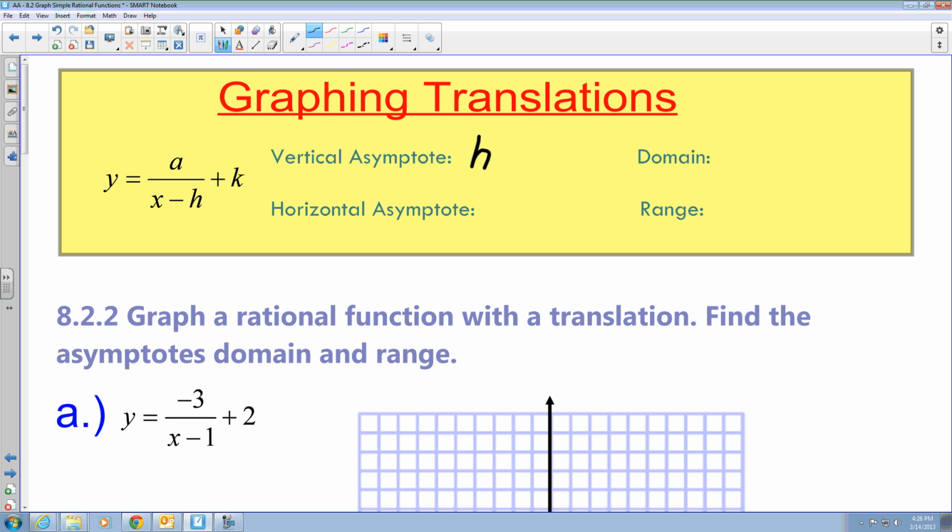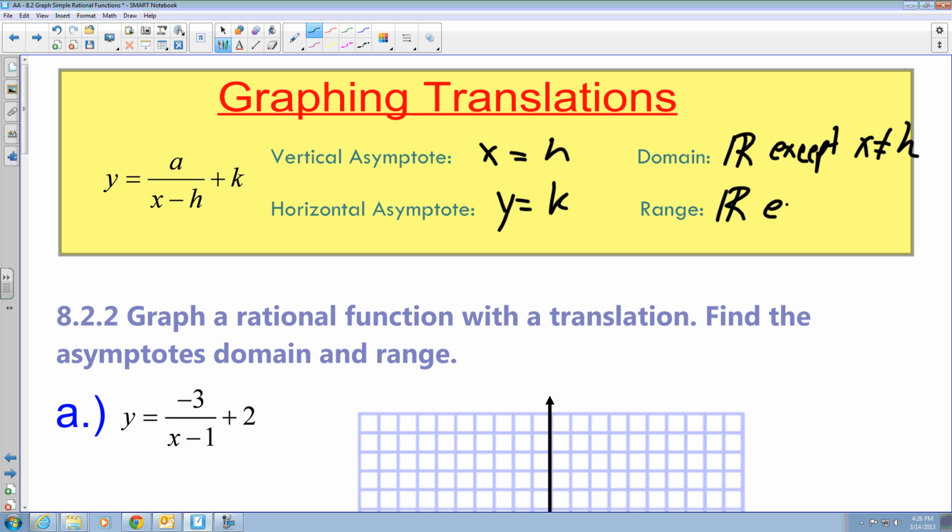The vertical asymptote will be x equals h. So that means when I write my domain, it will be all real numbers except x cannot equal h. And then my horizontal asymptote, my y, will equal k. And same thing here: my range will be all real numbers, except y cannot equal k.